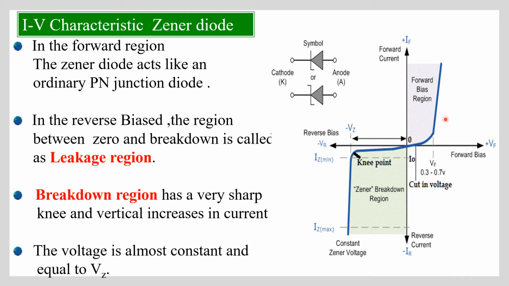You have to draw the VI characteristics graph and explain the three regions: forward region, leakage region and breakdown region. So you have to draw the graph. For this graph, label it properly: the breakdown region, the leakage region and the forward region. Clear?